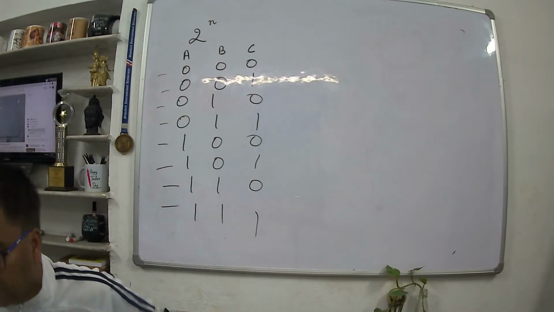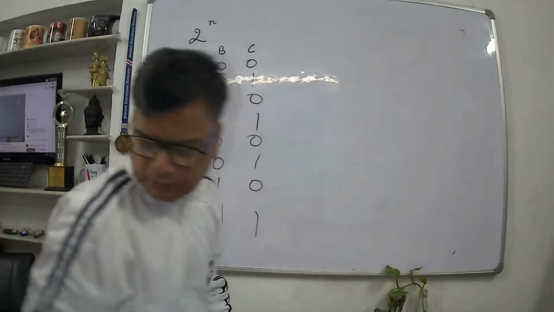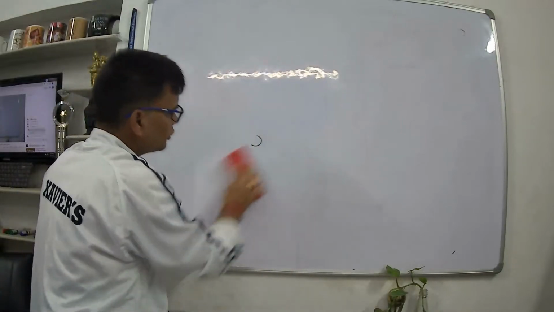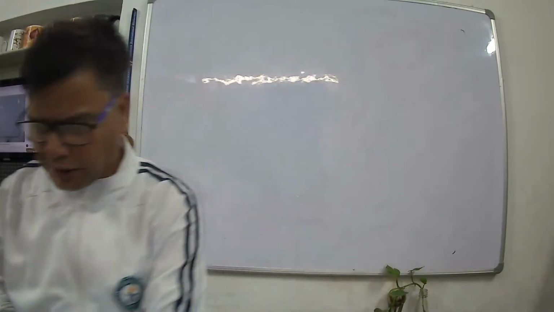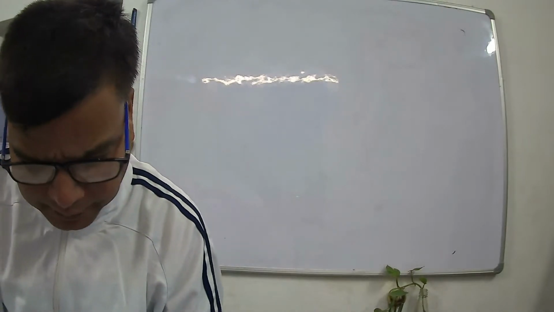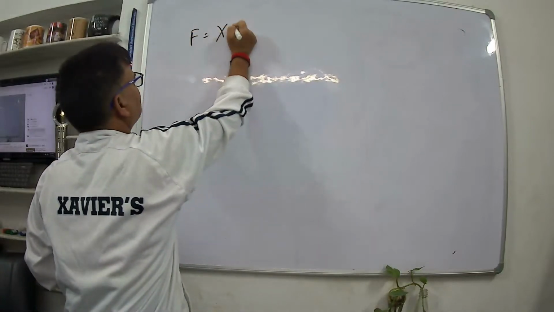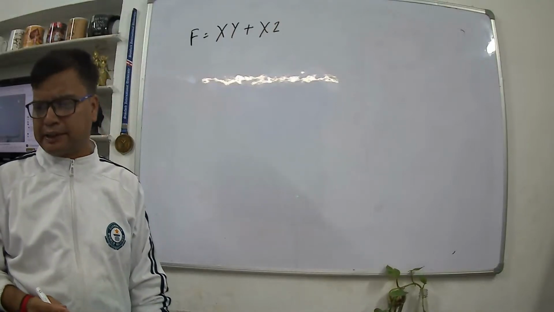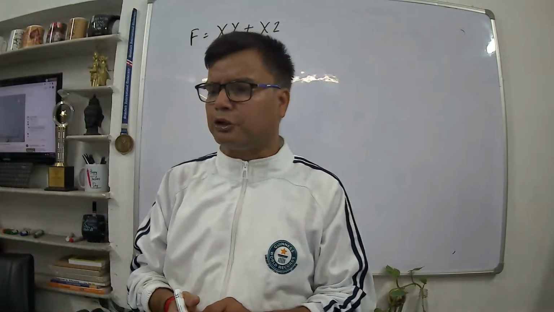Okay. Now when we talk about De Morgan's theorem, De Morgan's theorem is used to find the complement of any Boolean expression. For example, I have a statement F is equal to xy plus xz. Now we have to find the complement of this Boolean expression.